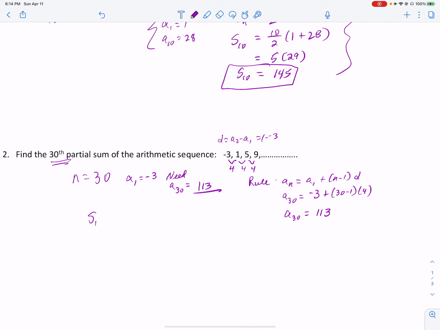And so the formula is n over 2, the first plus the last term, but we want the sum of the first 30, so n is 30. My first term is negative 3, and the 30th term, that's your a sub 30, is 113. So we get 15 times 110, and that's 1,650, and that's the sum of your first 30 terms.